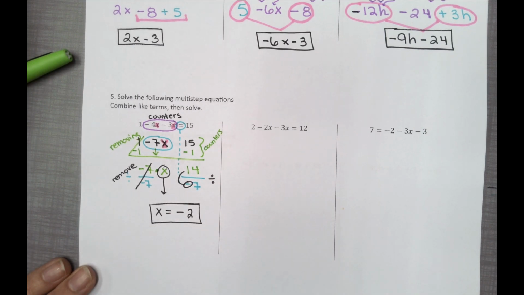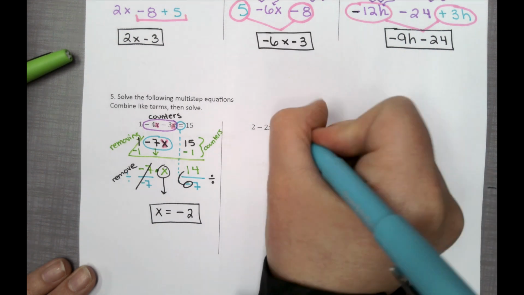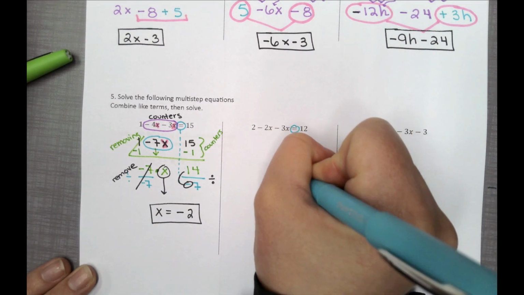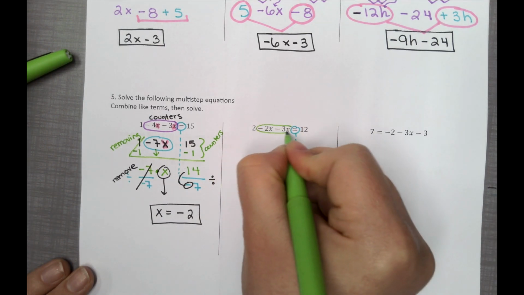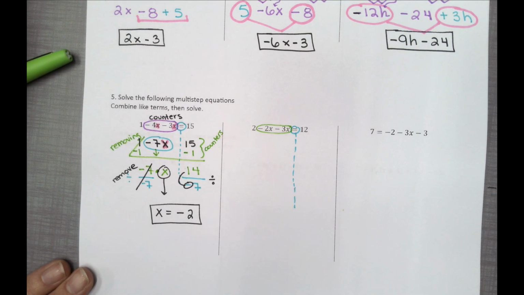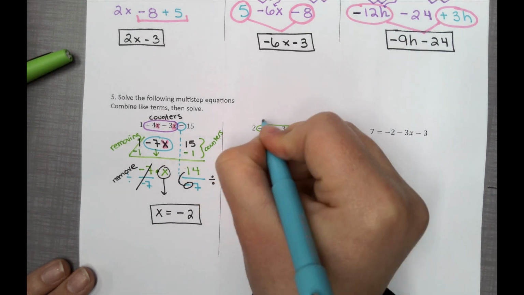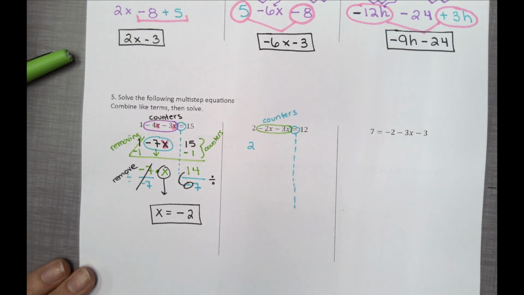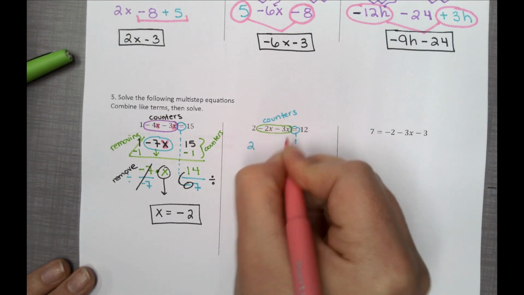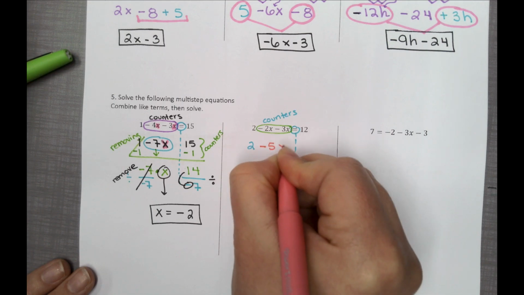Let's try this again. Circle your equals, bring down a dotted line. Combine like terms. See what they share or what they don't share. I do have x's again that are next to each other. This does not always happen. Just be careful here. I'm going to say 2, again, counters here. And then we have -2 and -3, which is a -5x.